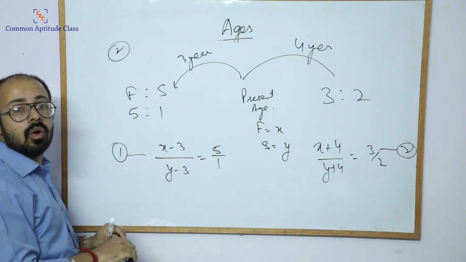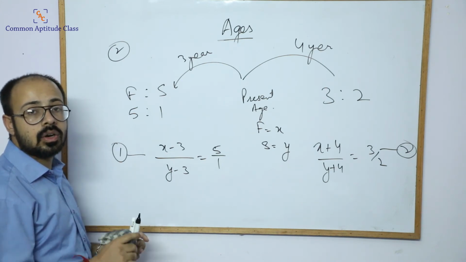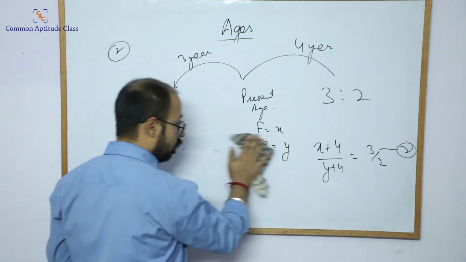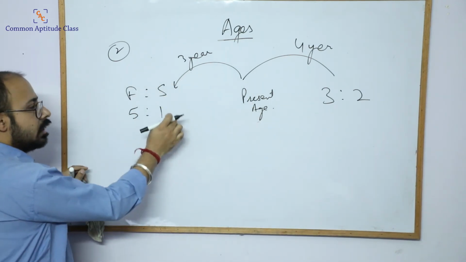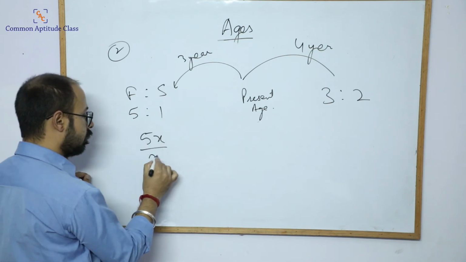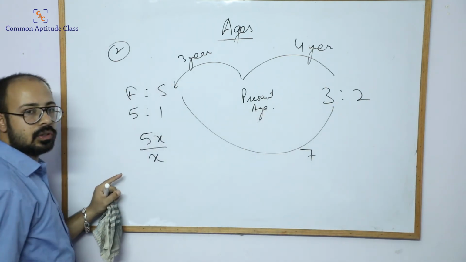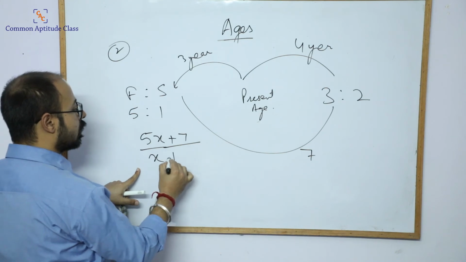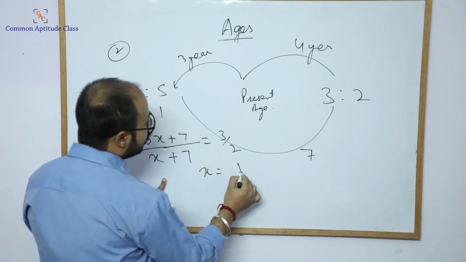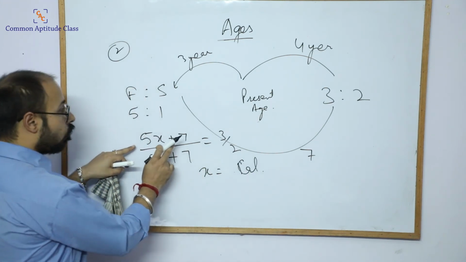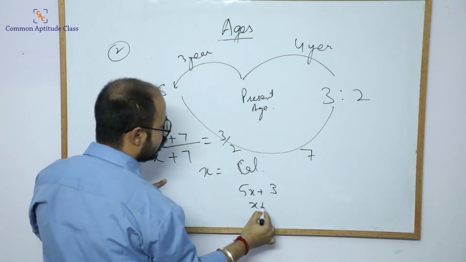Now the trick is the point where the data is complete and you have the data to compare with, then it can be solved easily. Now see how to do it. I need to find present age. Leave present age behind. Convert this age to 5x and x. From this point till this point, how many years have they gone? 7 years. So I can do (5x plus 7) upon (x plus 7) is equal to 3/2. Find x. Then what is the present age? 5x plus 3 and x plus 3.